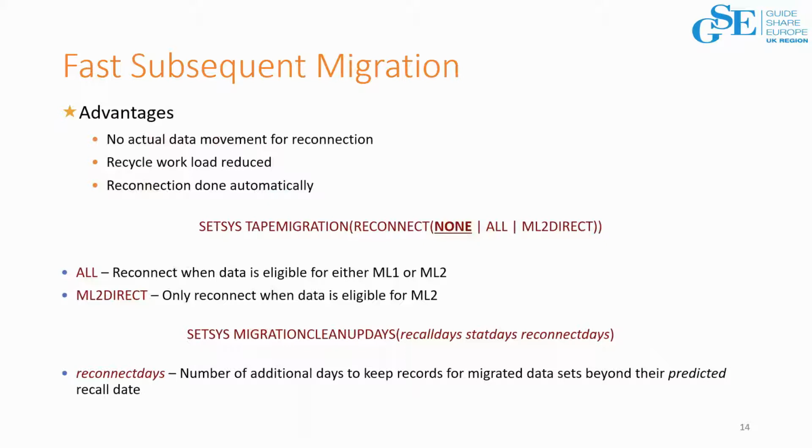So clearly there are multiple advantages of fast subsequent migration. There's no actual data movement for reconnection. The recycle workload's reduced and the reconnection is done automatically. So FSM is controlled with the setsys tape migration reconnect command, and the default is none. So the feature is disabled by default.